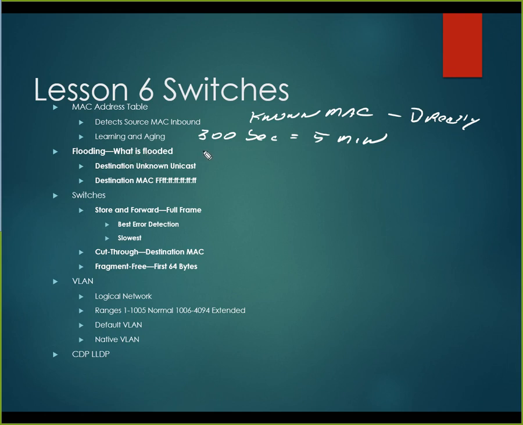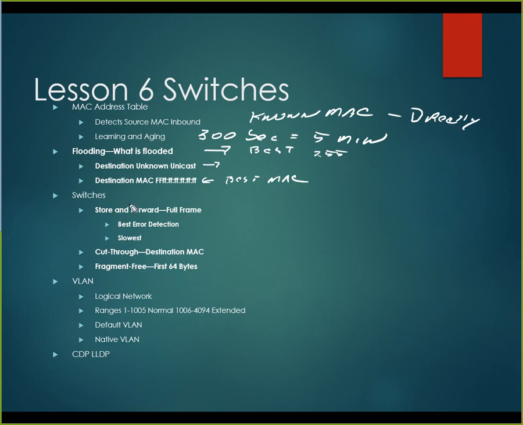Flooding. What is flooding? Flooding means basically we would call it broadcast, but they don't like to use that term because broadcast implies the 255 or the all ones in the host portion, broadcast IP addresses. So what's flooded? If the destination is an unknown unicast, not a known MAC address, it's going to be flooded. If the destination MAC address is all Fs, then it's going to be flooded, because all Fs is a broadcast MAC address.